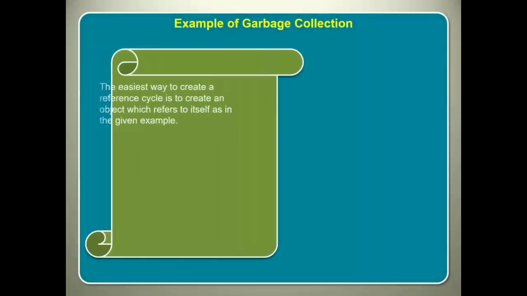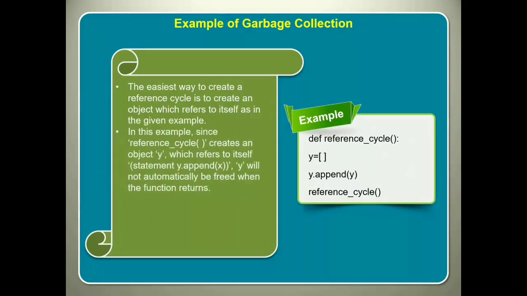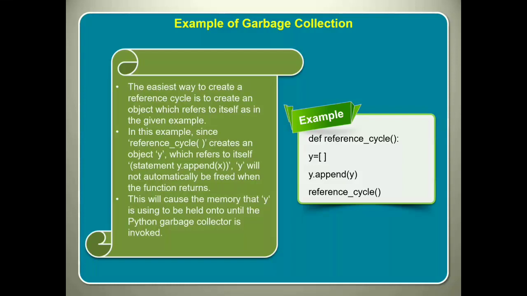The easiest way to create a reference cycle is to create an object that refers to itself, as in the given example. In this example, since reference_cycle creates an object Y which refers to itself, with the statement Y.append(Y), Y will not automatically be freed when the function returns. This will cause the memory that Y is using to be held onto until the Python garbage collector is invoked.